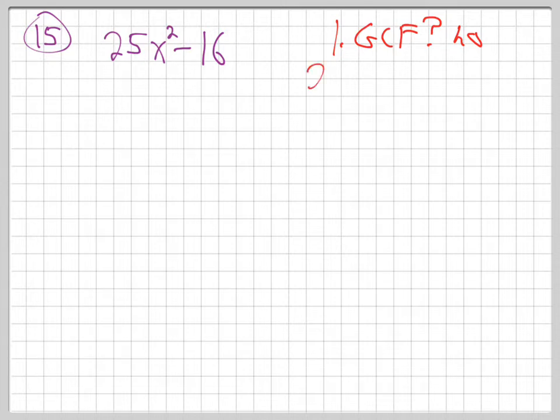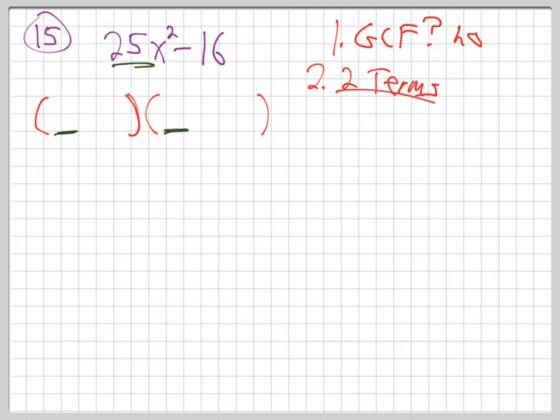Notice this is different. It's only 2 terms, not 3 terms. But it doesn't really matter. It's still kind of the same thing, you know. We're going to do the 2 parentheses. It's just going to be an easier version. 2 parentheses, okay? And front times front to make front. What times what makes 25x squared? 5x, 5x, right?